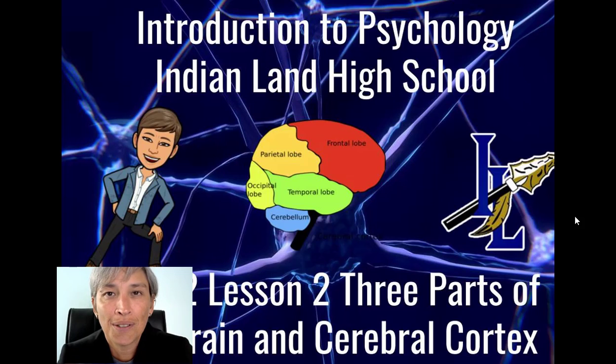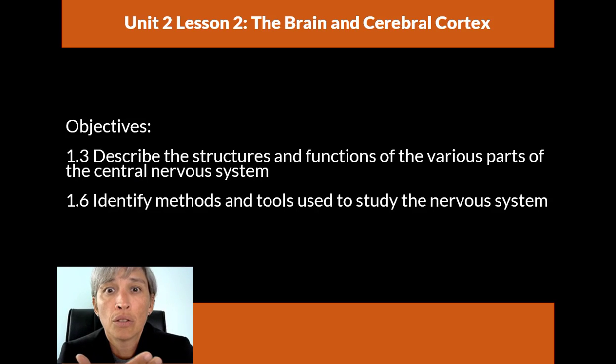Hi students, this is Unit 2, Lesson 2, 3 parts of the brain and the cerebral cortex. Please stay tuned for lots of different videos which will demonstrate to you the parts of the brain and more specifically the structures and functions of various parts of the brain and central nervous system, and identify methods and tools that we have used to study the nervous system and mainly the brain.